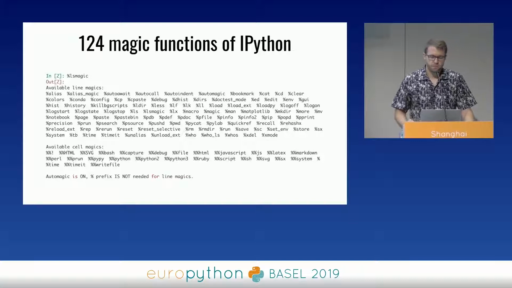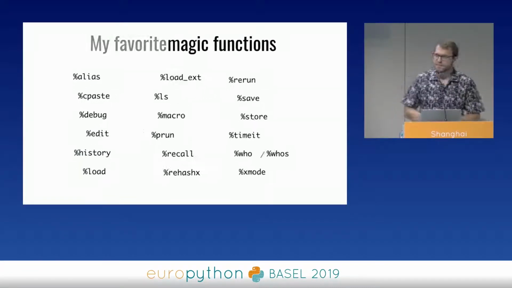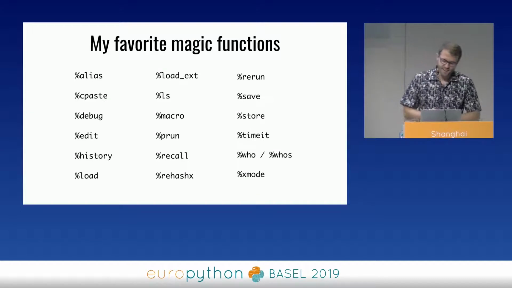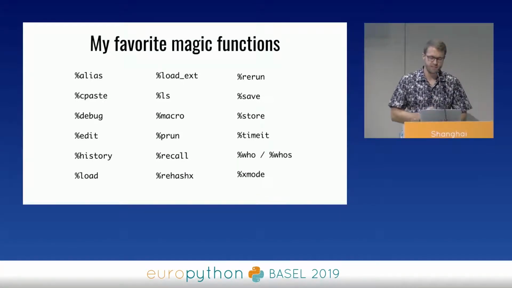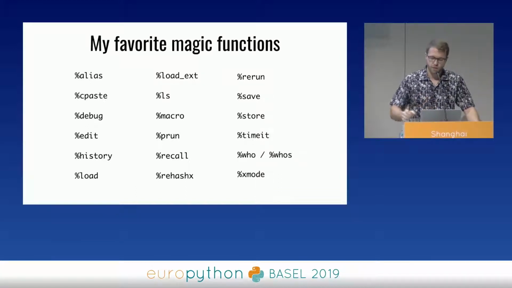As of version 7.4 of IPython, there were 124 magic functions. Now I'm going to discuss all of them one by one. No, I'm just kidding. This is not a lecture at the university. I have some magic functions that I'm using quite often, but it's still too much to discuss them, especially since the documentation of those methods is pretty good. So if there are some functions here that you don't recognize, I suggest that you take a look and maybe you will find them useful.